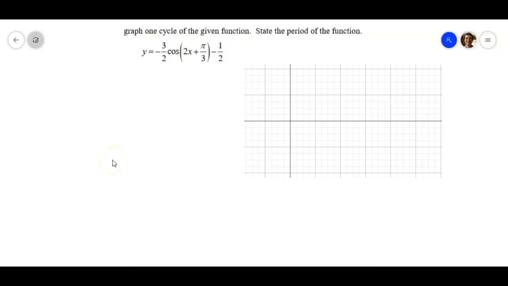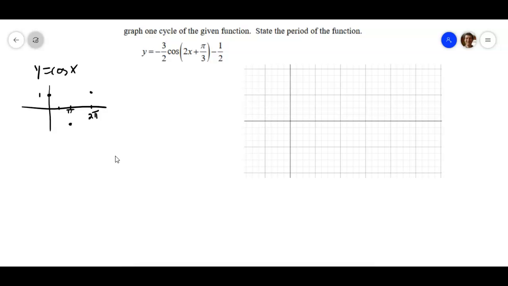Here we're graphing one cycle of a general cosine function. First off, with cosine, we want to keep in mind the regular cosine as a simple graph. It starts at an amplitude. After its normal period of 2 pi, it's back to that point. Halfway in between, at pi, it's a negative amplitude.